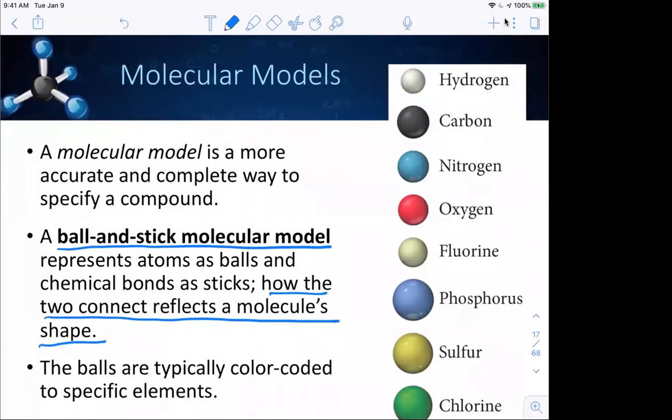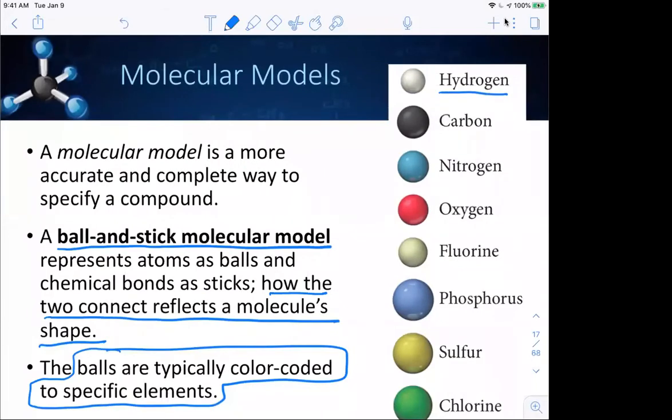So the molecular model actually gives me an idea of how this thing looks in three-dimensional shape. The one thing is, in order to use a molecular model, you have to understand that those balls, which are representing elements, are going to be color-coded. And each color represents a specific element. So the white balls are always hydrogen. The black balls are carbon. This color blue is nitrogen, and then this red is oxygen.